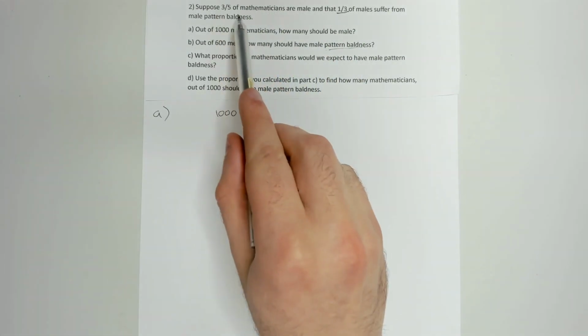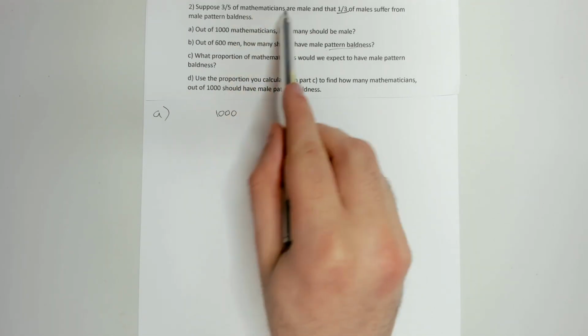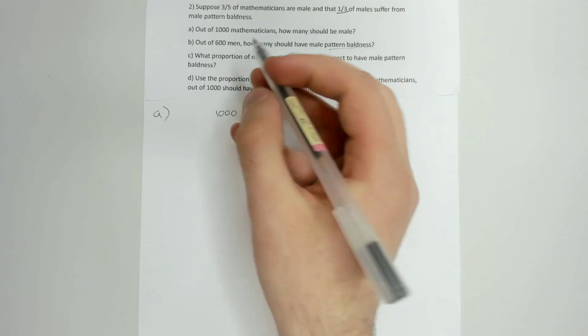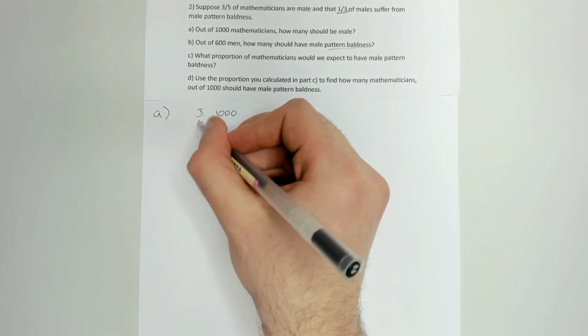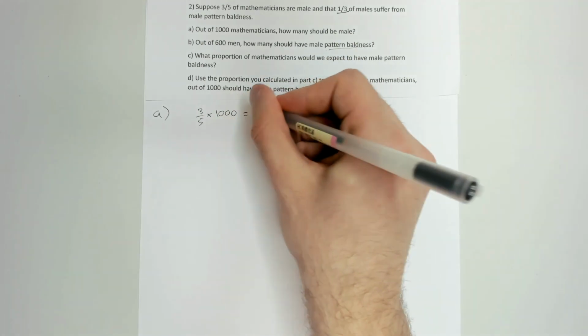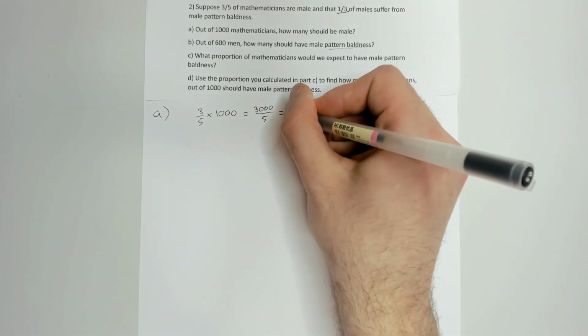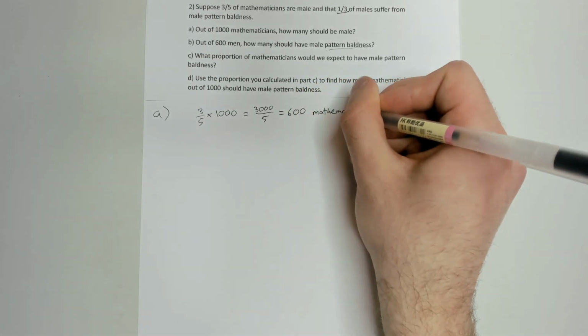But the 3/5 refers to how many mathematicians are male, right? That's the piece of mathematicians that are male. So that's going to be the proportion we apply to the 1,000 here, because we're looking for how many should be male. So if I do 3/5 times 1,000, what I'm going to get is 3,000 over 5, which is going to be 600. So 600 mathematicians will be male.